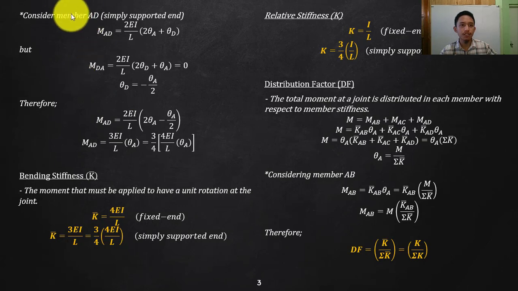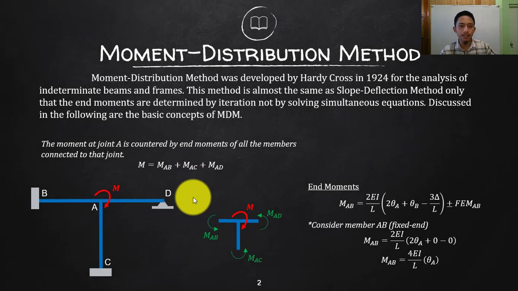Consider your member AD, simply supported at the end. Why are we trying to consider the other end of the member? All we need to do is distribute that moment. However, the connection on the other end of the member matters. Look at this, your member AB is fixed, so you expect that more moment will be handled by AB compared to your AD. Why? Your AD is just pin connected at joint D.